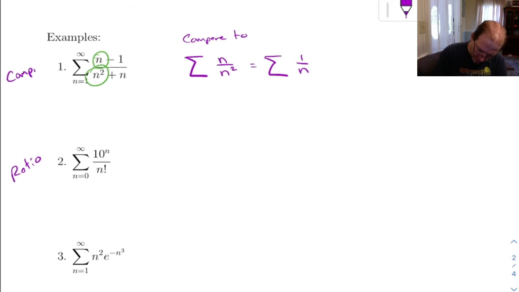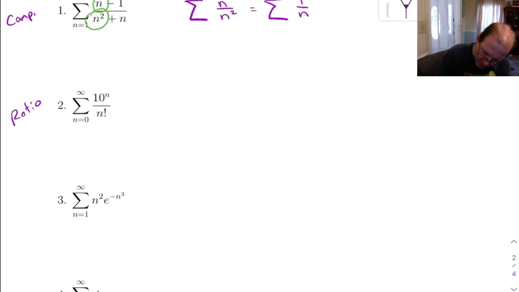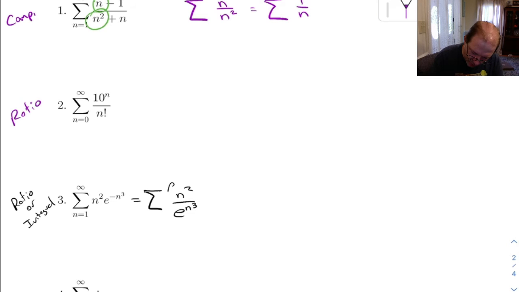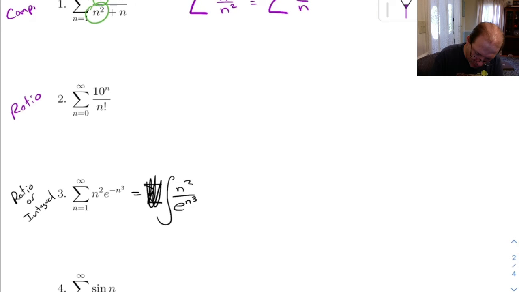And this third one, let's look at it. The first thing I would think here is maybe rewrite it as n squared over e to the n cubed. And what can we do with that? We might be able to use the ratio test. And if the ratio test doesn't work, the integral test would work, because you could integrate this function easily by doing a u substitution, let u equal n cubed.